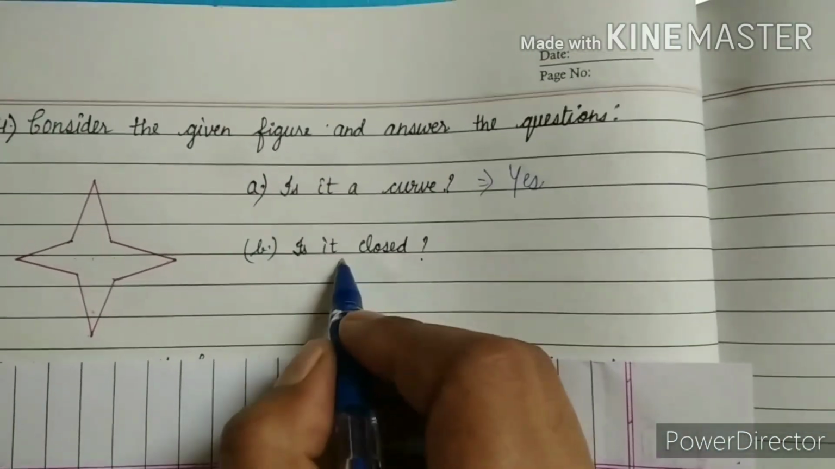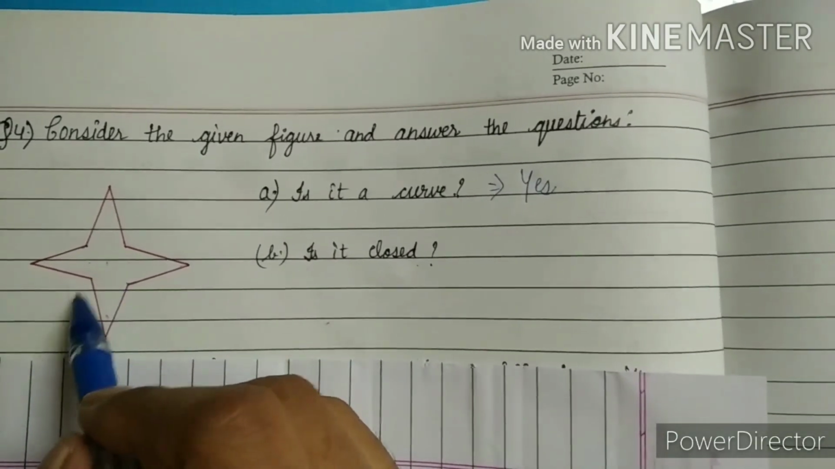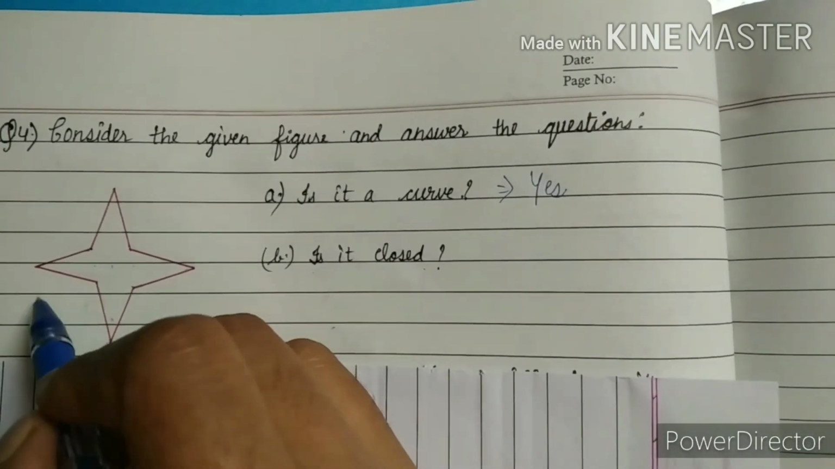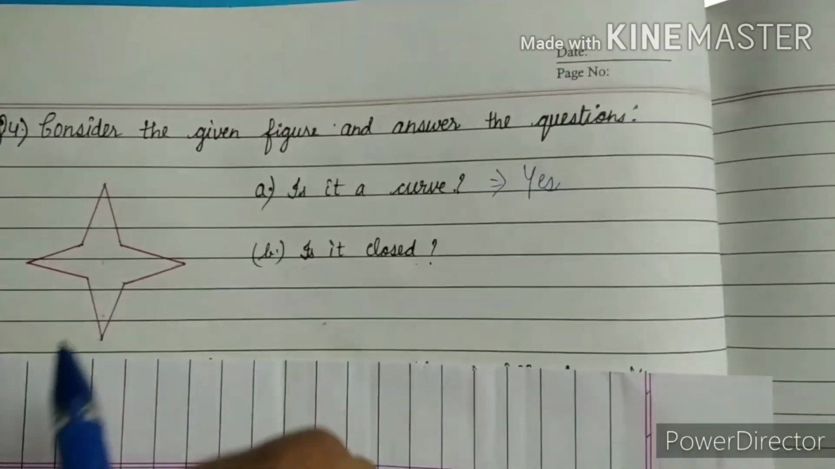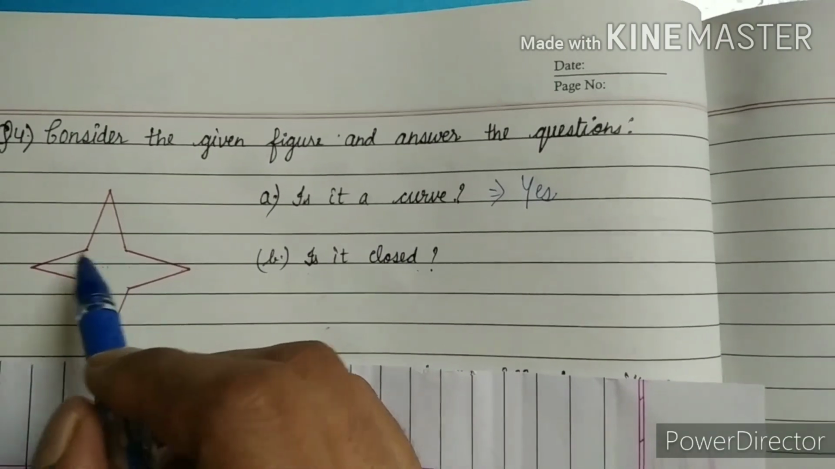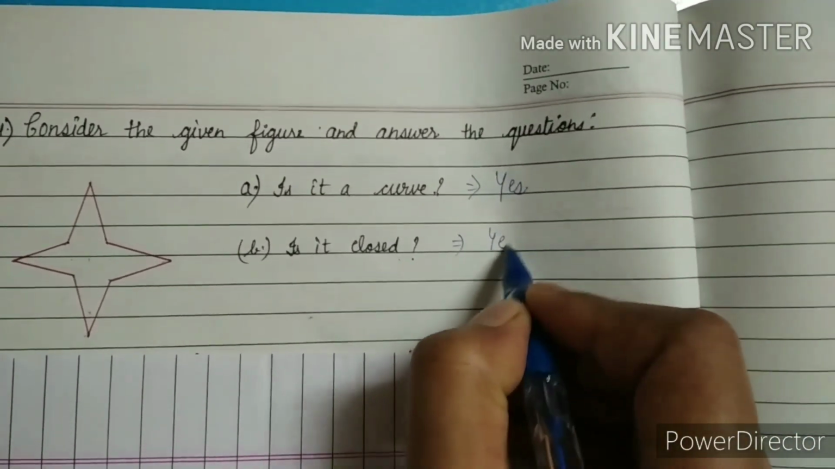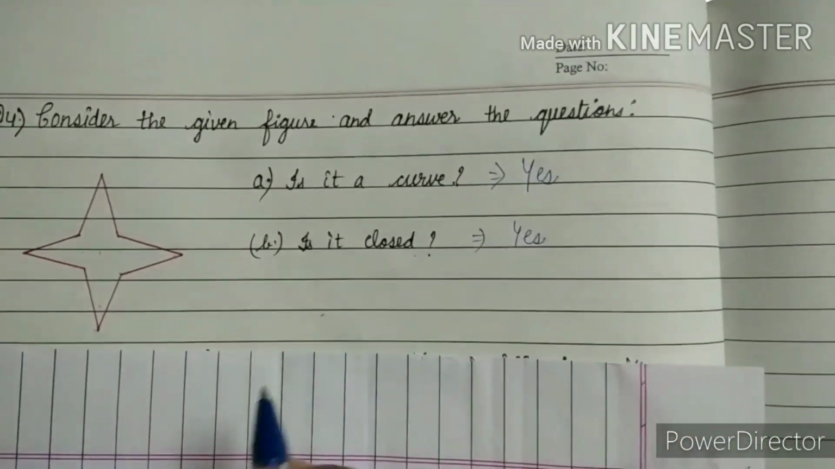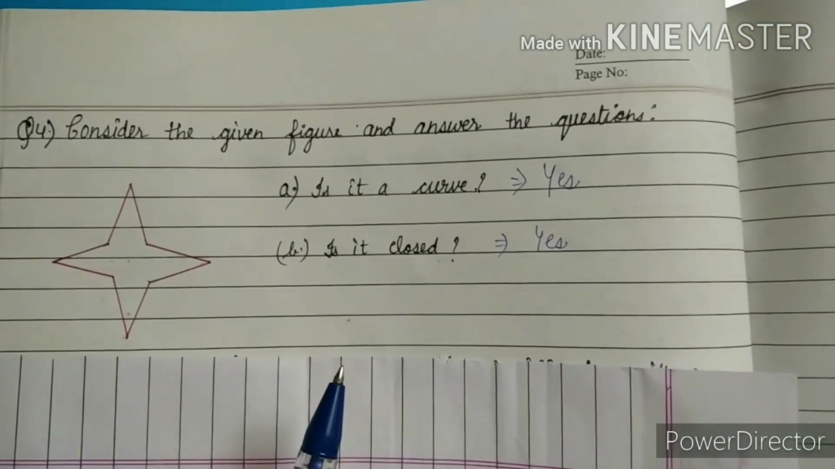B is it closed? So have you seen any way to enter inside the figure? We don't have any place to enter inside the figure. All the points are joining. It means this is also a closed figure. That's why its answer is yes. So only this much we have to do in question number 4.